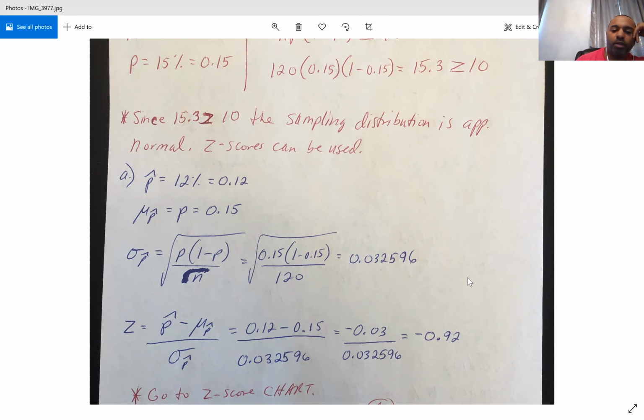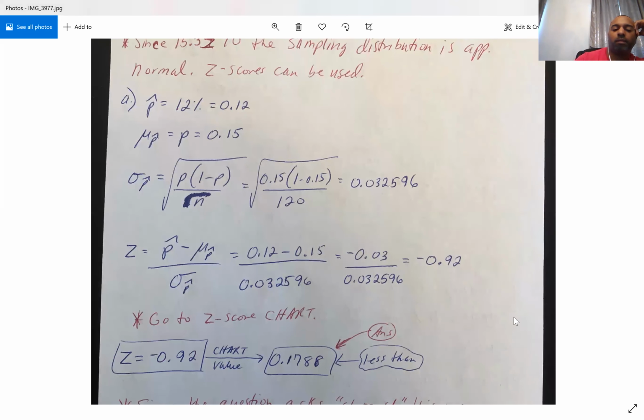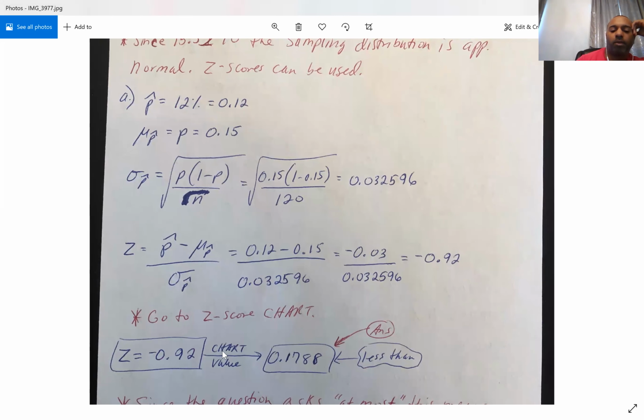So before we go any further, make sure we're okay with what we've done. Where we got our numbers from. All right, so go to the chart, take the negative 0.92, go to the chart. That gives us 0.1788.